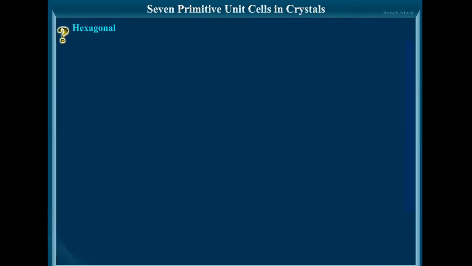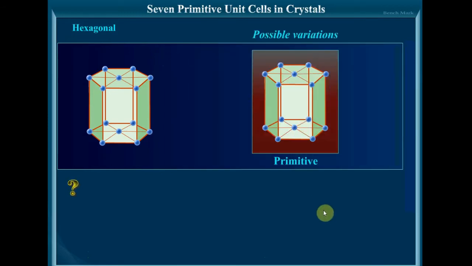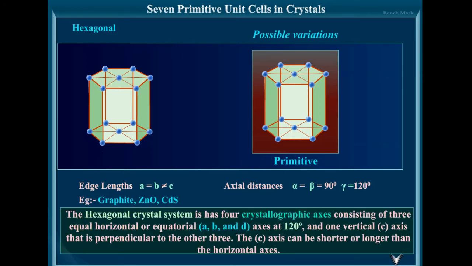Next is the hexagonal type. In hexagonal type, A is equal to B, not equal to C, while alpha and beta are 90 degree. Alpha is equal to beta is equal to 90 degree, and gamma is 120 degree. So the shape will be different. This is the hexagonal type of crystal class, and only one type of unit cell is possible in this class. It is the primitive. The angles and edges I have mentioned earlier. Examples: graphite, zinc oxide, and cadmium sulfide. You can simply read this.